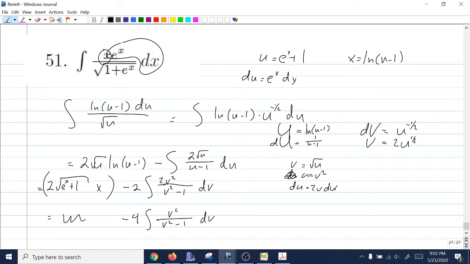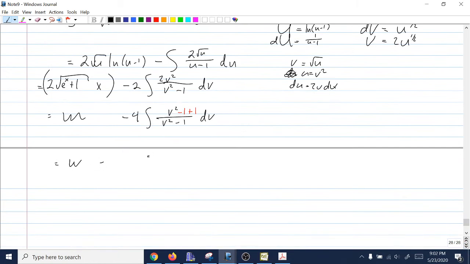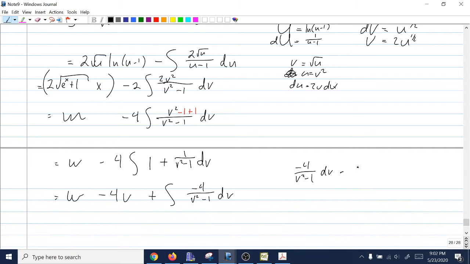Instead of writing out the long division, I'm in that same situation as that e to the x thing, where if I put a minus 1 plus 1, that kind of does the long division. I get stuff minus 4 integral of 1 plus 1 over v squared minus 1. I get stuff minus 4v plus the integral of negative 4 over v squared minus 1 dv. I want negative 4 over v squared minus 1 dv to be a over v minus 1, b over v plus 1. Cover-up method will do everything here.